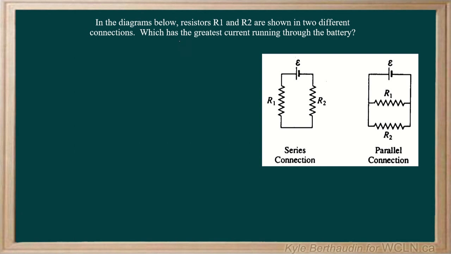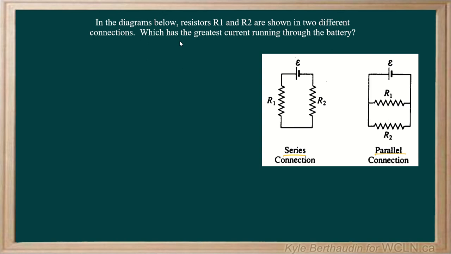In the diagrams below, resistors R1 and R2 are shown in two different connections, a series connection and a parallel connection. Which has the greatest current running through the battery? So there's a couple ways that you can approach a problem like this.